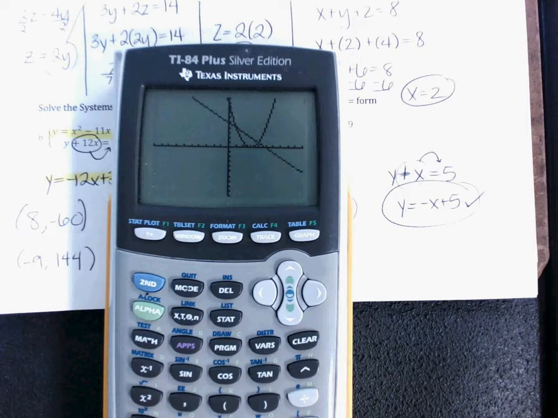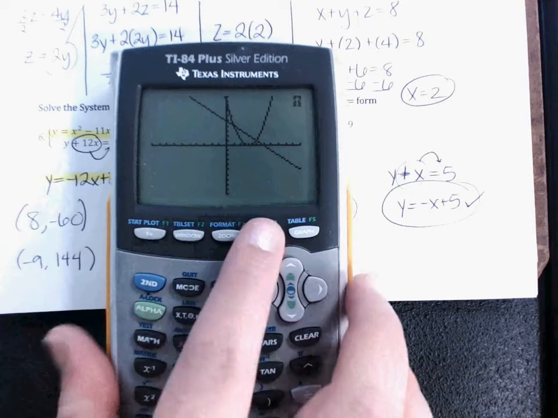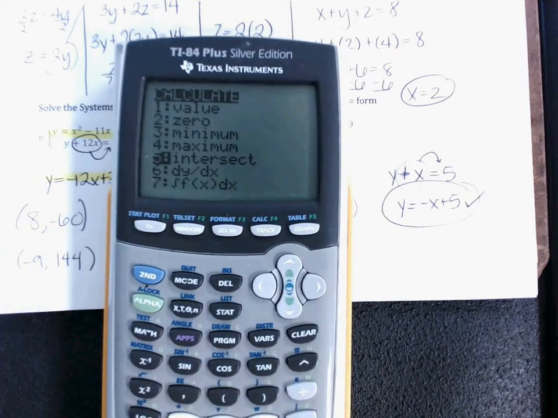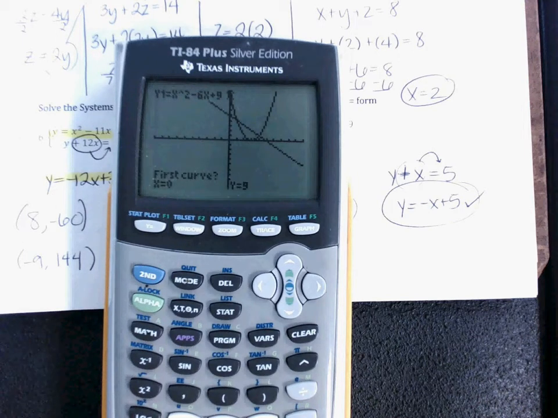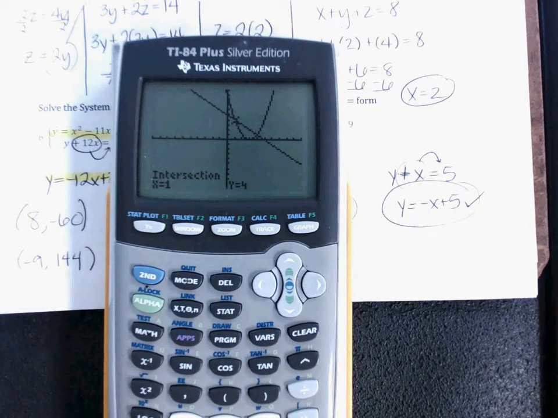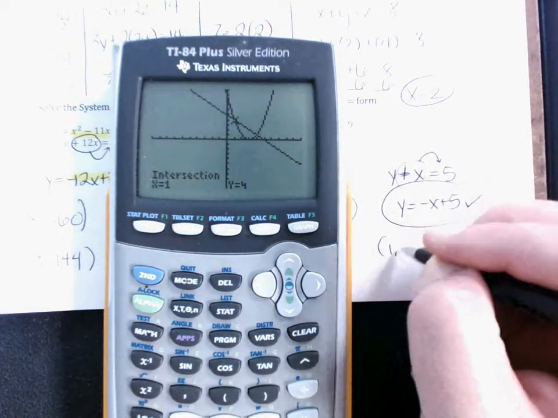How many times do they cross each other? Twice. So I would hit second trace, option 5, and then remember I just push enter, enter, enter. So first curve, enter. Second curve, enter. Do I want to guess? Enter. And the first point's 1, 4. So write down 1, 4 on your paper. That's the first place where they cross.